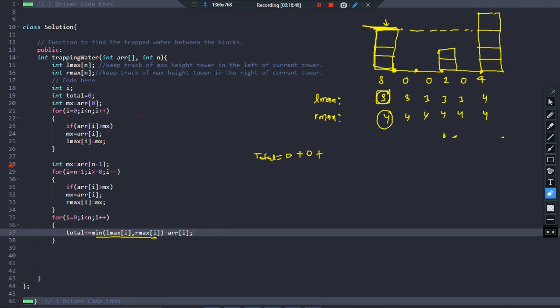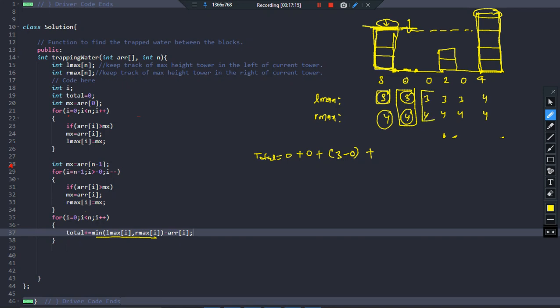In the next case, the I pointer points here. So the minimum of this and this is how much? This says that in the left of this tower you have a maximum height of 3, and in the right of this tower you have a maximum height of 4. And you know that the height will depend upon the minimum of the maximum height in the left and the maximum height in the right. So minimum of 3 and 4 is nothing but 3. So 3 minus again the height of this tower, 0. So 3 minus 0 plus.